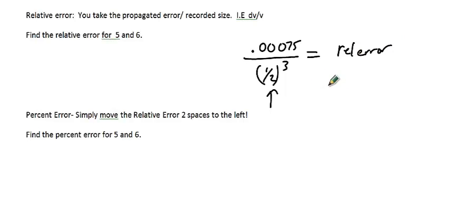Now here's the good news. If you want to turn it to percent error, multiply by 100. This is only giving you your relative error, and if you multiply by 100, you get your percent error. Just move the decimal over 2 spaces. There it is. All right, have fun.